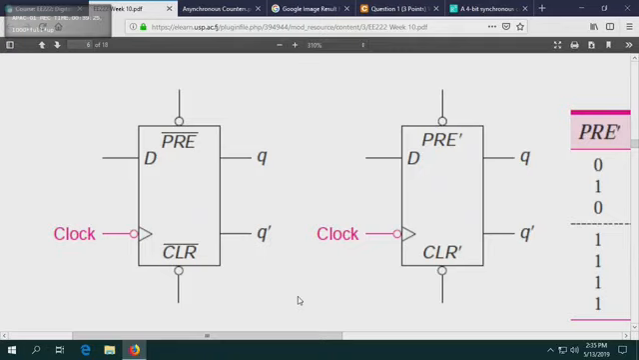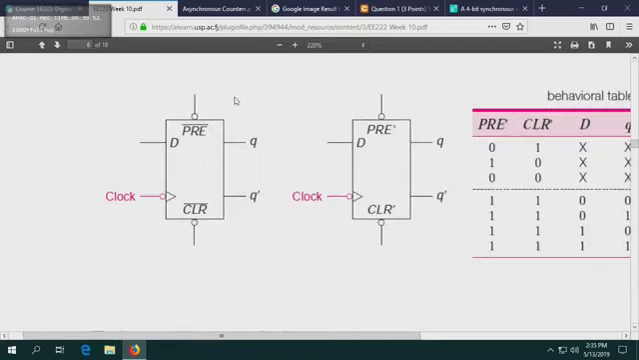Okay, so you have your preset, you have your clear, and you can't use both. You can either make your flip-flop 0 or you can make it 1. If both of them are 0, they'll start to fight. There'll be an internal battle in the system: preset will try to make the flip-flop store the number 1, clear will try to store the number 0. So we don't use both. That is an unused combination. Okay, so this is the truth table.